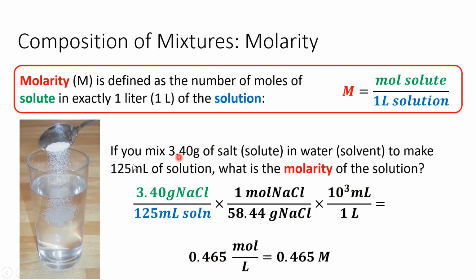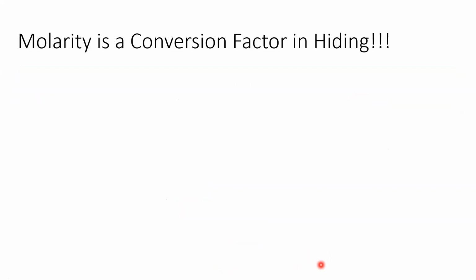Now there's 3 digits here and 3 digits here, so we're going to round this to 3 digits, so 0.465 moles per liter. But oftentimes, instead of writing moles per liter, we just use a capital M. And this capital M stands for moles per liter. We have to know that's what it means. But we would say it's a 0.465 molar solution. And it's a way of talking about the concentration of a solution.